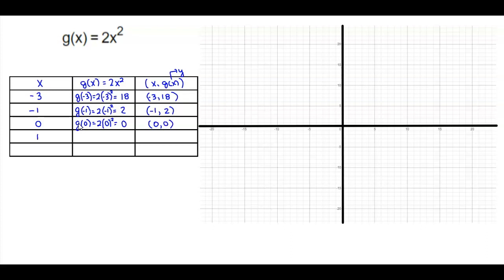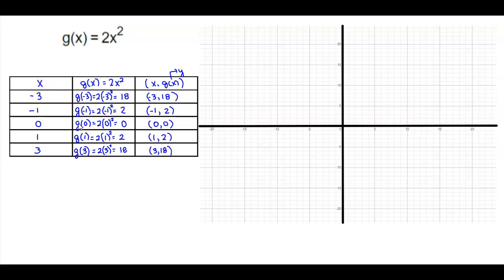Let's put in positive 1. So g of 1 equals 2 times 1 squared. Well, 1 squared is positive 1, times 2 is going to give us positive 2. So therefore that's 1, comma 2. And let's go ahead and put in positive 3. So g of 3 equals 2 times 3 squared, and then 3 squared is 9, times 2 is positive 18. So we get 3, comma 18.